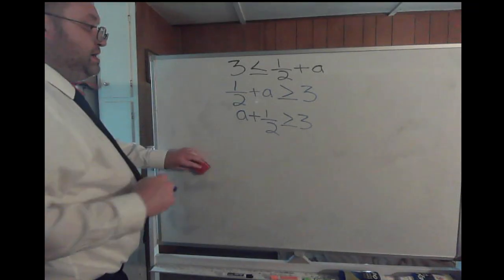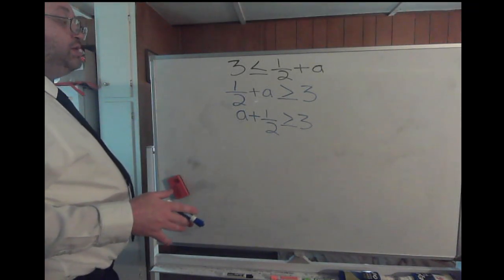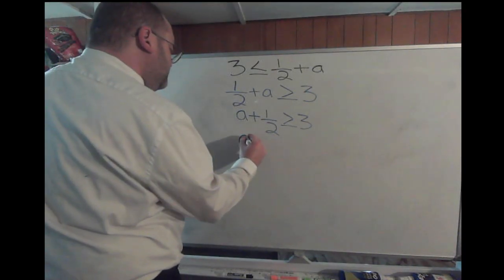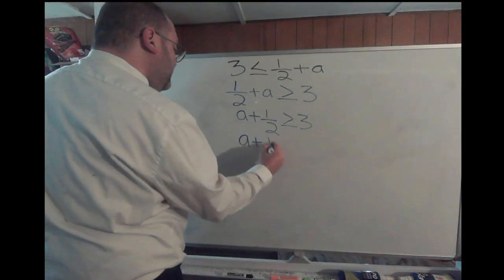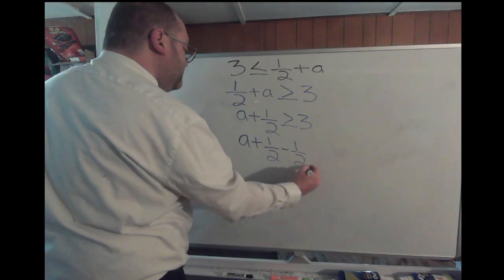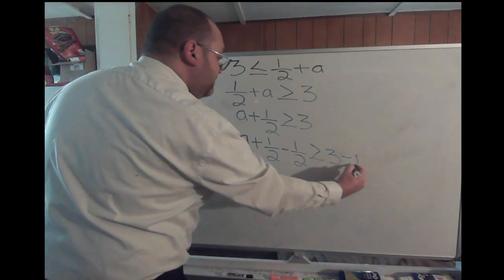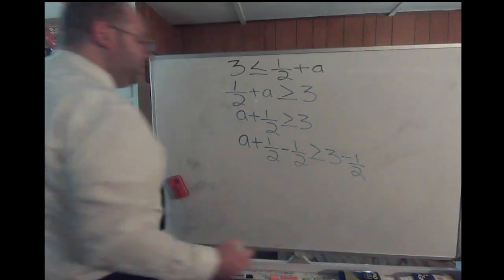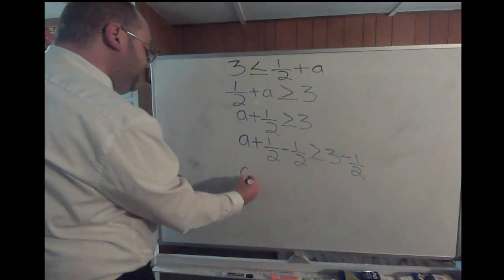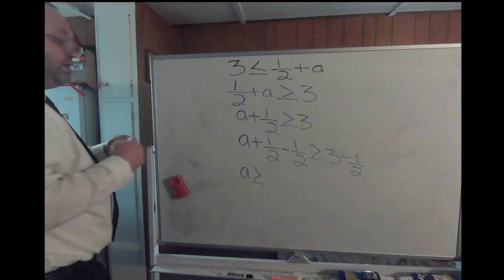Okay? Now the goal is we want to get a by itself. Well, we have a positive 1/2. We need to do a minus 1/2. So you'll have a plus 1/2 minus 1/2 is greater than or equal to 3 minus 1/2. Well, on the left side, 1/2 minus 1/2 is 0. You just have a is greater than or equal to, okay.